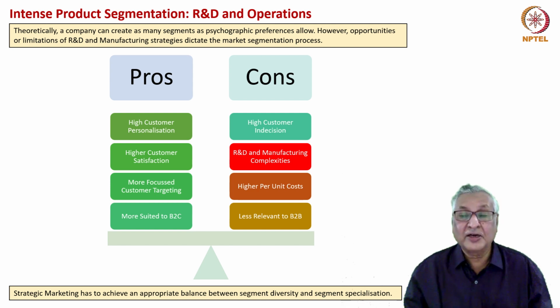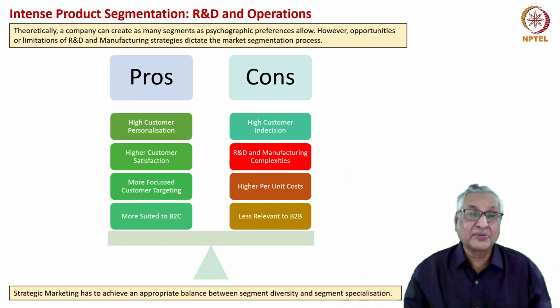Second, the R&D and manufacturing complexities for a company grow exponentially when you look at intense product segmentation. And thirdly, therefore, the per unit development cost or manufacturing cost will go up significantly. And it is certainly not an approach that is relevant to B2B.